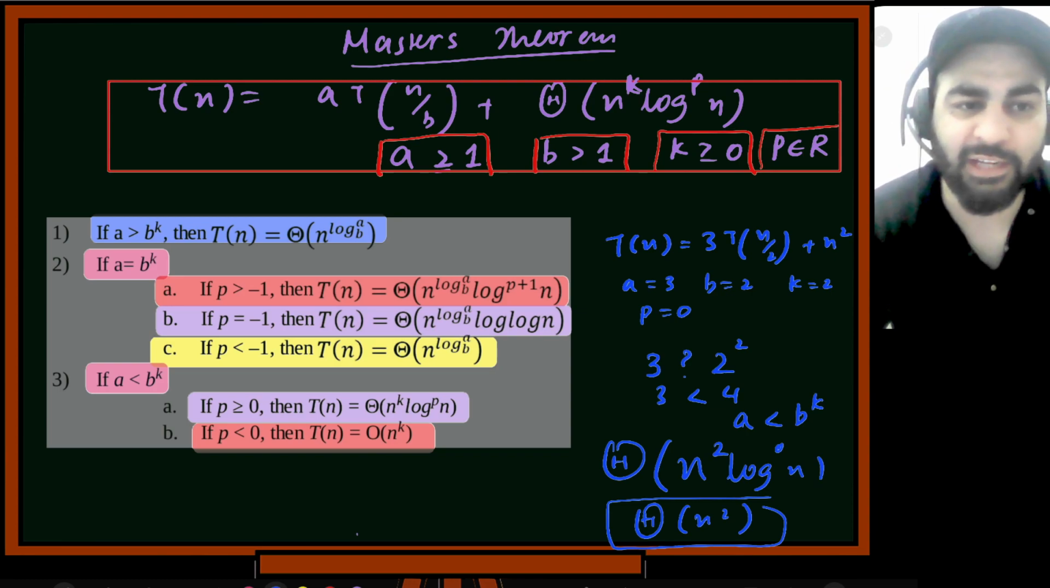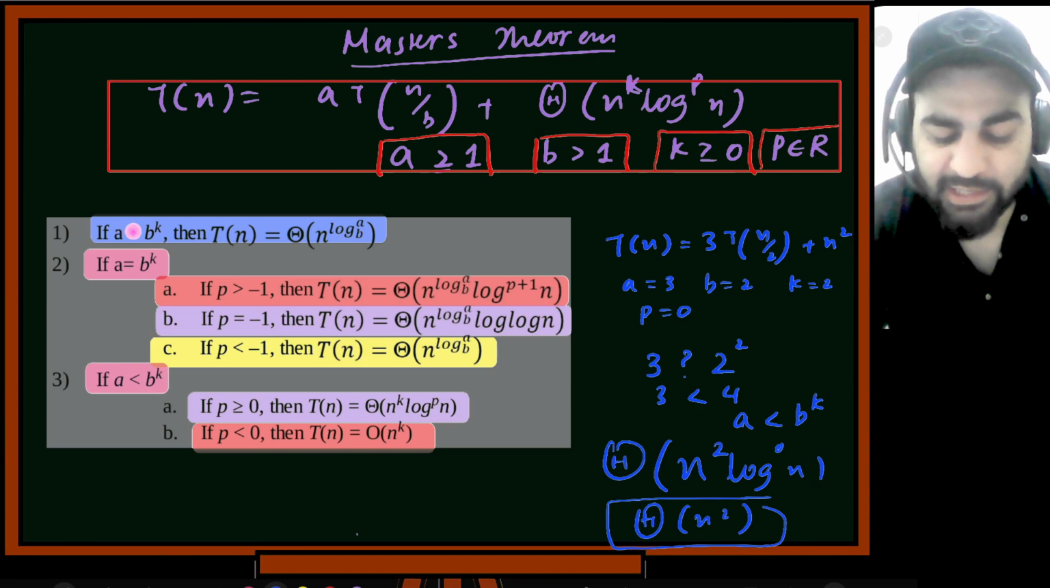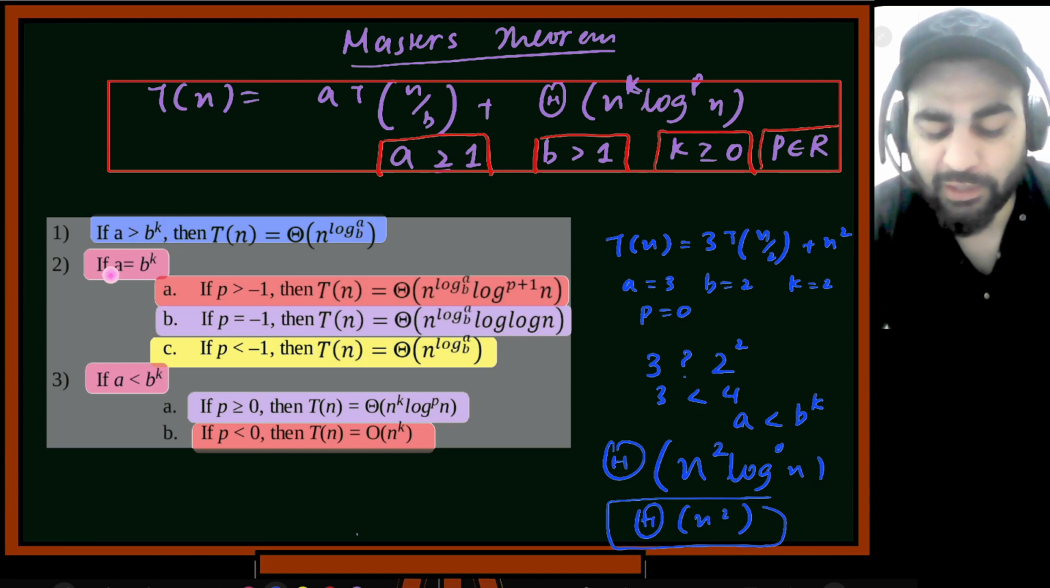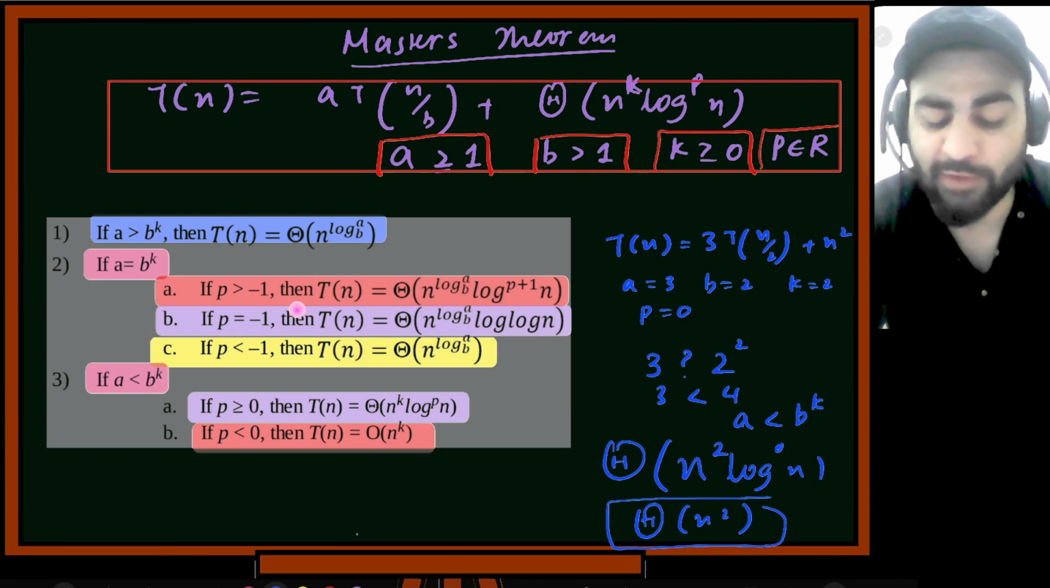So here we have three cases first. This is case 1, case 2 and case 3. We check whether a is greater than b to the power k, or a is equal to b to the power k, or a is less than b to the power k. These are the three cases. Then we have sub cases.